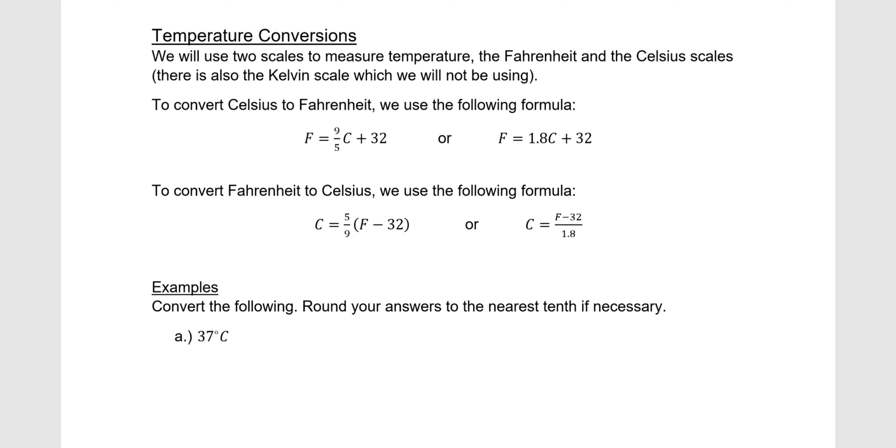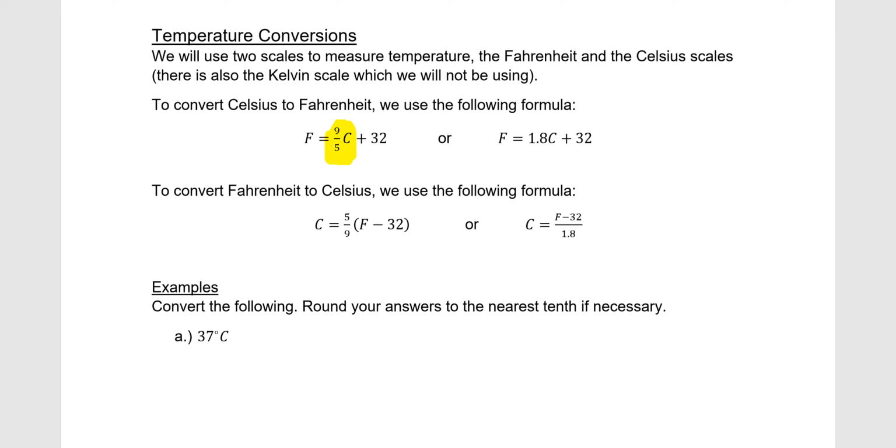So for the next thing here, temperature conversions. We're going to be using two main scales to measure temperature, Fahrenheit and Celsius. There's also Kelvin, but we're not going to be using that for this one. So here are the formulas for it. If we're converting Celsius to Fahrenheit, we have Fahrenheit equals 9/5 times Celsius plus 32.